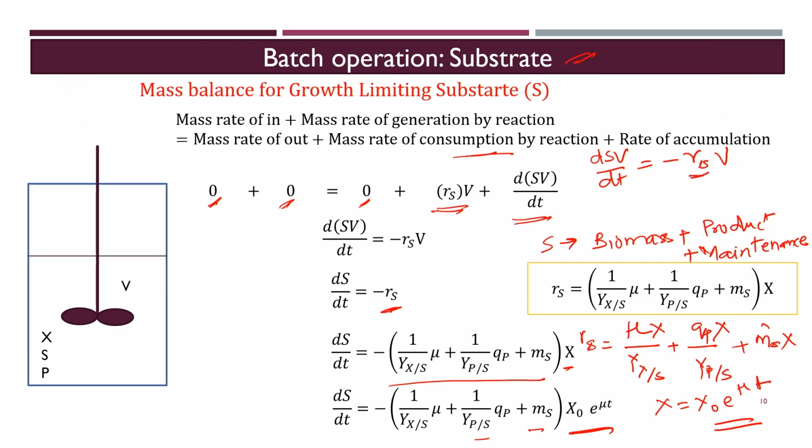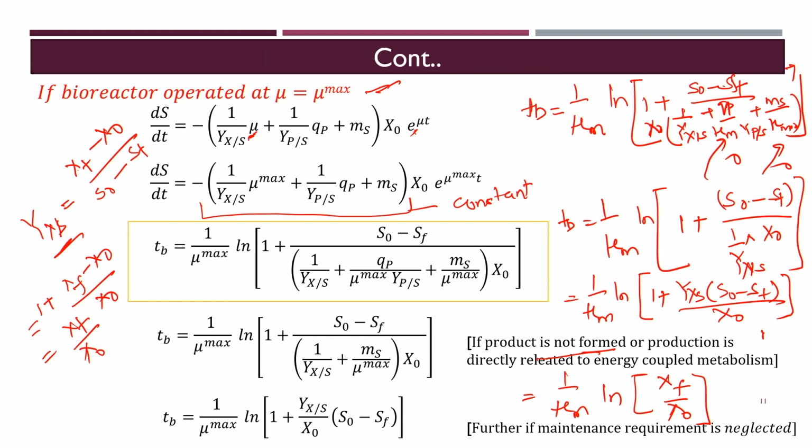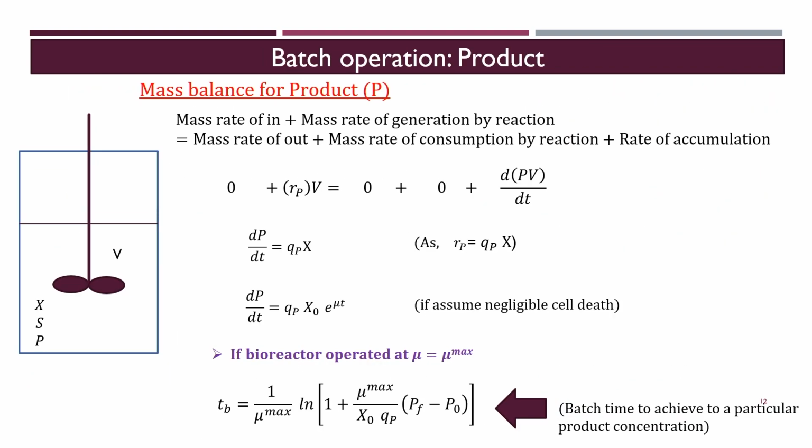So, what it says is that we can interconvert between the substrate and biomass, as well as the product. Now, next we will quickly see the mass balance for the product. Inlet is 0 for the product. There is a generation of the product, so we say Rp into V. Outlet is 0, consumption is 0, and this is the rate of accumulation of product. So, it says dPV upon dt equals Rp into V, and for Rp we write Qp into X, the specific product formation rate into biomass.